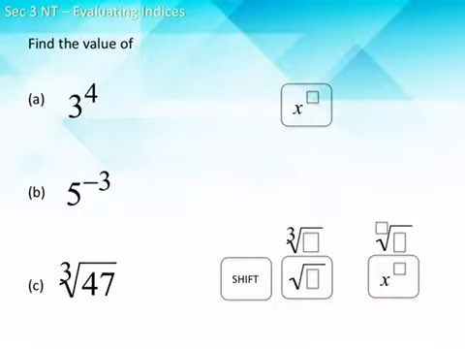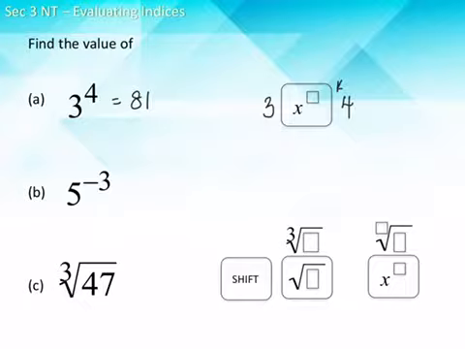First example, find the value of 3 to the power of 4. In this case, you need to look for the power button on your calculator, and we will press 3, then the power button, then 4. Okay, in this case, 3 to the power of 4 gives you the value of 81.